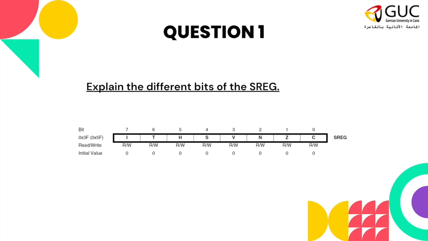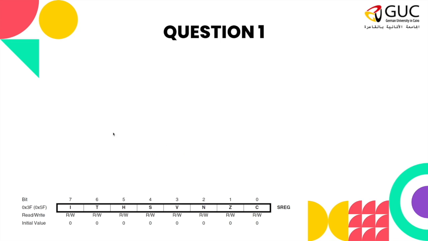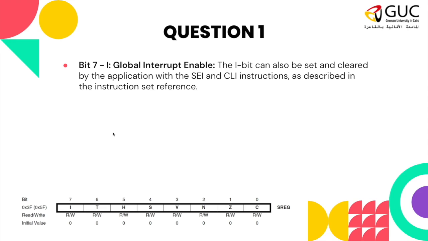Into the status register. So let's start from the end and talk about the most significant bit, which is bit number 7. Bit 7, the I bit, is called the global interrupt enable. From its name, you can see that it is not related to an arithmetic operation. It tackles interrupts. The I bit can also be set and cleared by the application with the set interrupt, which is SEI, and the clear interrupt, which is CLI instructions, as described in the instruction set reference.